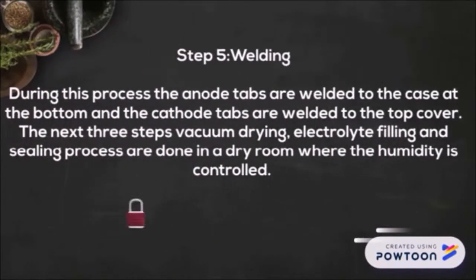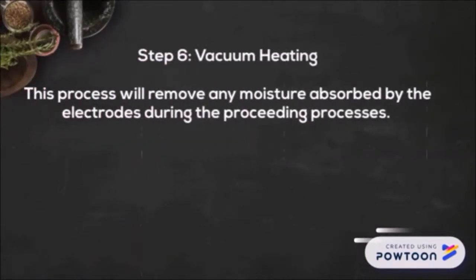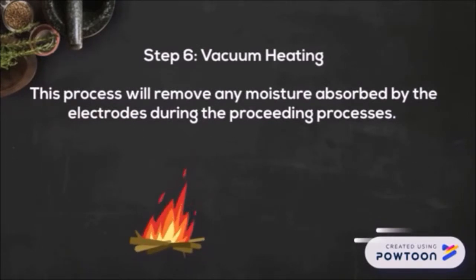Step 5 is welding. During this process the anode tabs are welded to the case at the bottom and the cathode tabs are welded to the top cover. The next 3 steps, vacuum drying, electrolyte filling and sealing, are done in a dry room where the humidity is controlled. Step 6 is vacuum heating. This process will remove any moisture absorbed by the electrodes during the preceding processes.